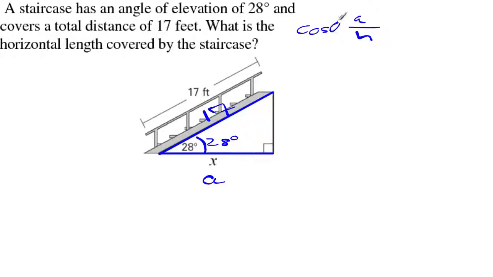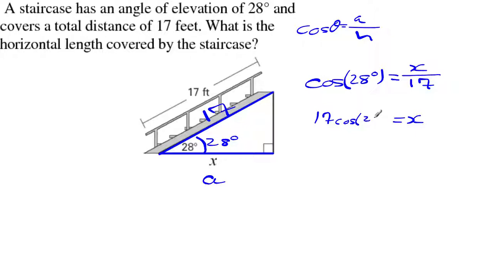That's the cosine. Cosine of theta is equal to adjacent over hypotenuse. So in this case, the cosine of 28 degrees is equal to the adjacent side, which is x, over the hypotenuse, which is 17. If I want to get x by itself, I just multiply both sides by 17. So I get x equals 17 cosine of 28 degrees.